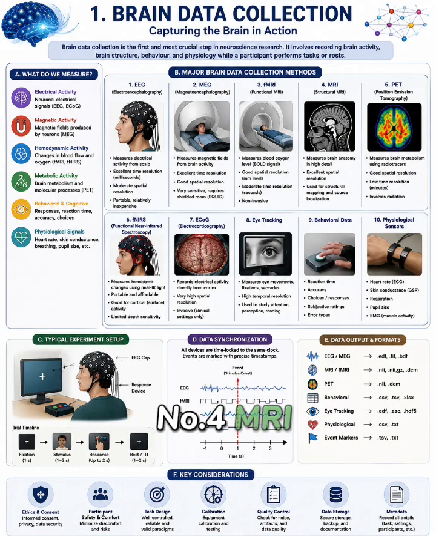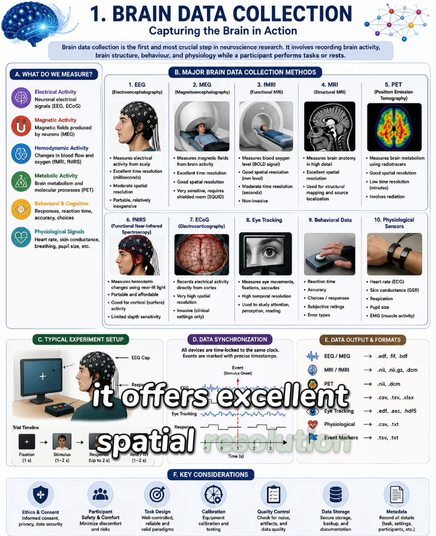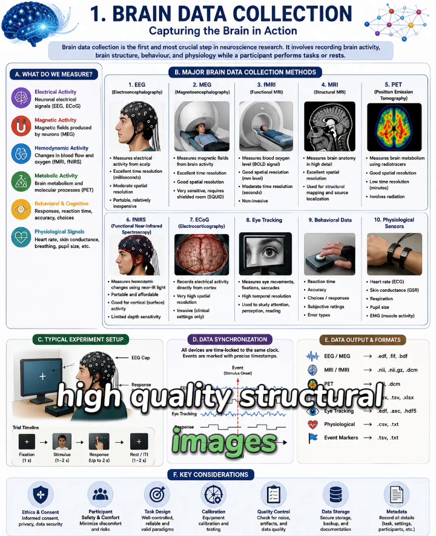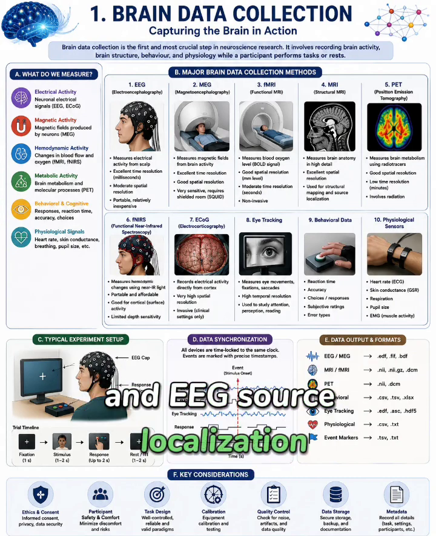Number 4, MRI, structural magnetic resonance imaging. MRI provides detailed images of brain anatomy. It offers excellent spatial resolution, high-quality structural images. MRI is commonly used for structural brain mapping and EEG source localization.